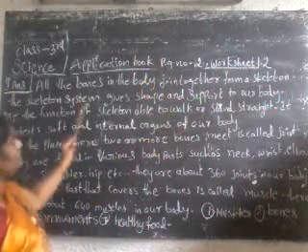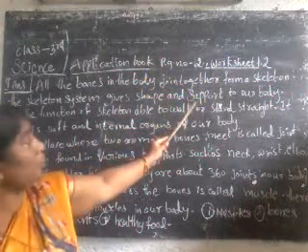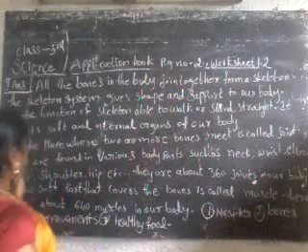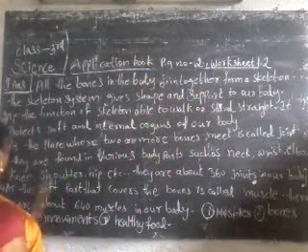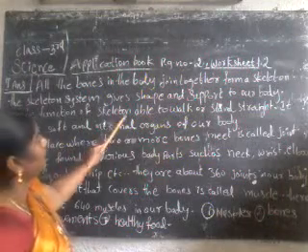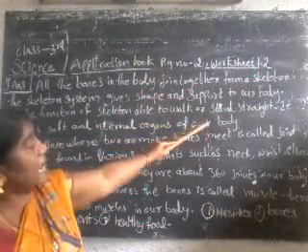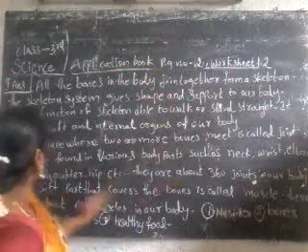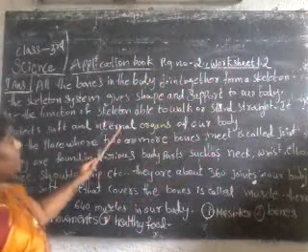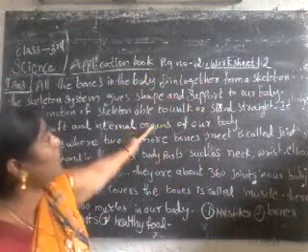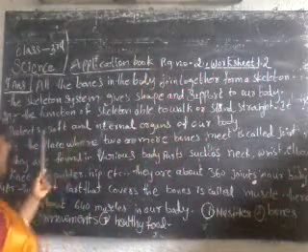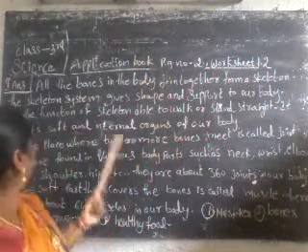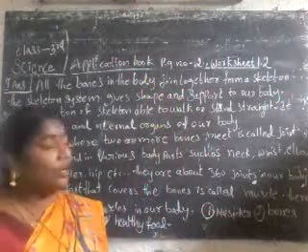The skeleton system gives shape and support to our body. Second question, what is the function of the skeleton in the human body? The function of the skeleton is to let us walk or stand straight. It protects the soft and internal organs of our body. What protects? The skeleton system protects the soft and internal organs.